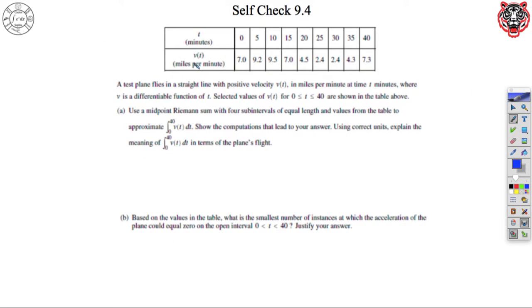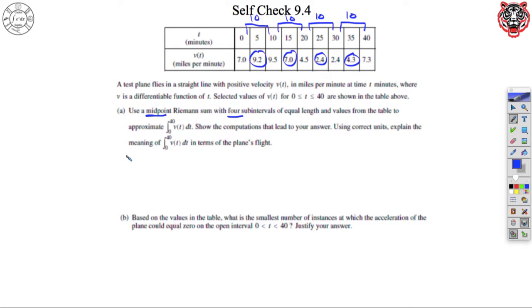And now on to self-check 9.4. So we have this test plane, we're using a midpoint Riemann sum, which means we're taking from 0 to 10, from 10 to 20, from 20 to 30, and 30 to 40. So that is 4 intervals, and it says we're using 4 intervals. That makes sense. And midpoint means we're using the point in between the values that we're choosing. Notice that each of these distances is 10, very similar to the last problem where all the distances were the same, which means we have a shortcut here.